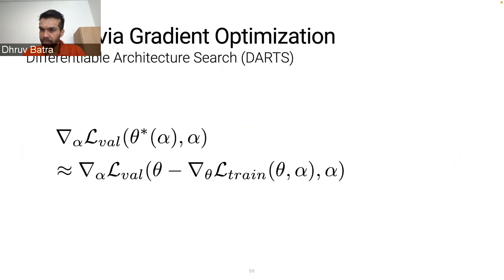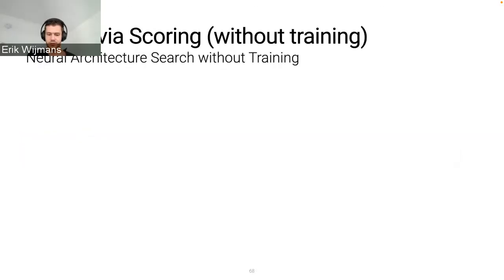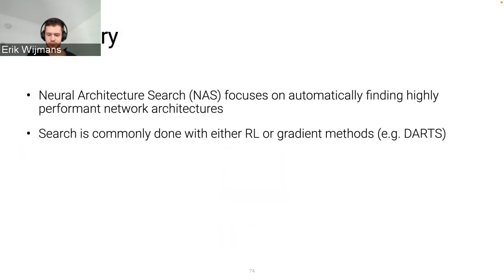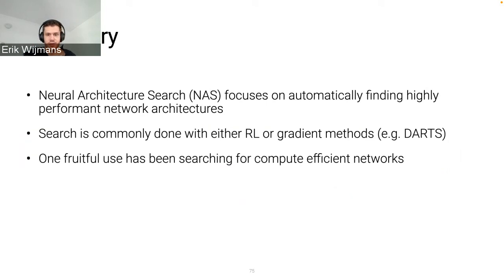Yeah, there we go. Jump back to the summary. One quite fruitful use of these neural network architecture search methods, especially the reinforcement learning based ones, is in searching for compute efficient networks. I was showing a slide earlier with MobileNet v1 and MobileNet v3. There are more versions of it, v3 and v4, and both of those have been searched for with neural architecture search.